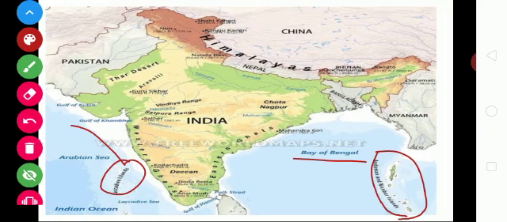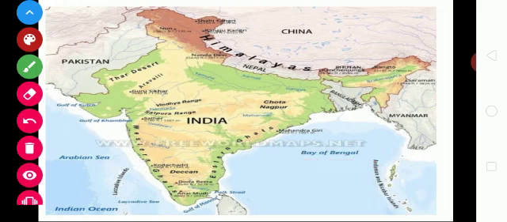And then the desert. We have only one desert in our country, that is the Thar Desert. The western or Thar Desert lies in the northwest. See, this one is north, this one is west. The northwestern most part of Rajasthan is occupied by the Thar Desert and it is the only desert in India. Are you clear with the relief features, children?